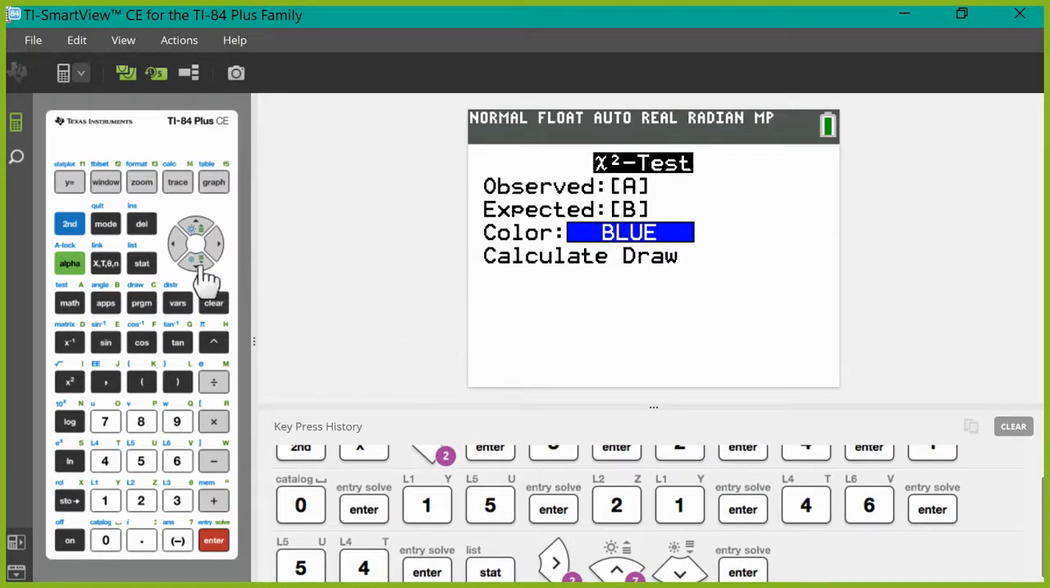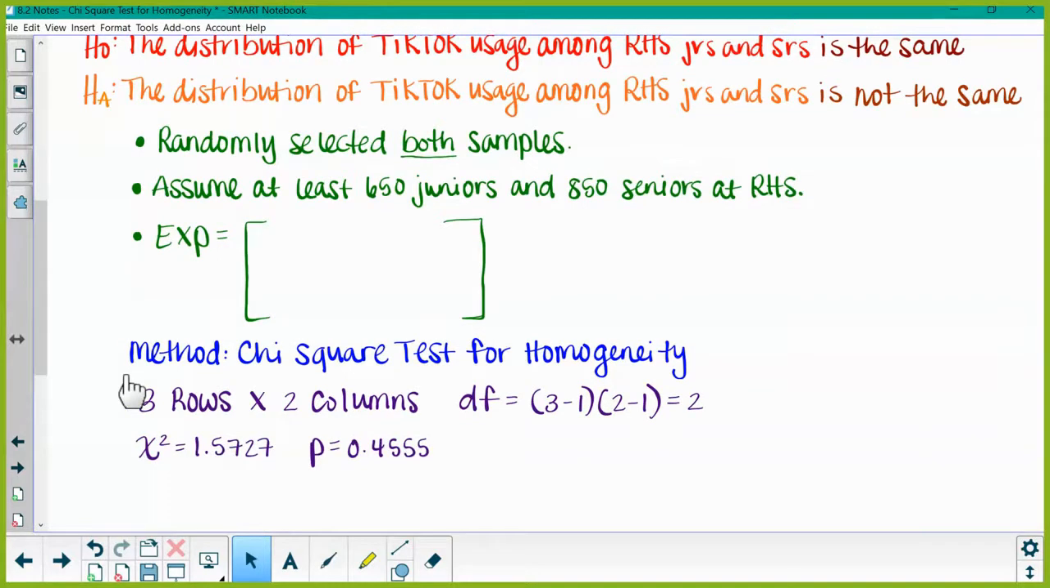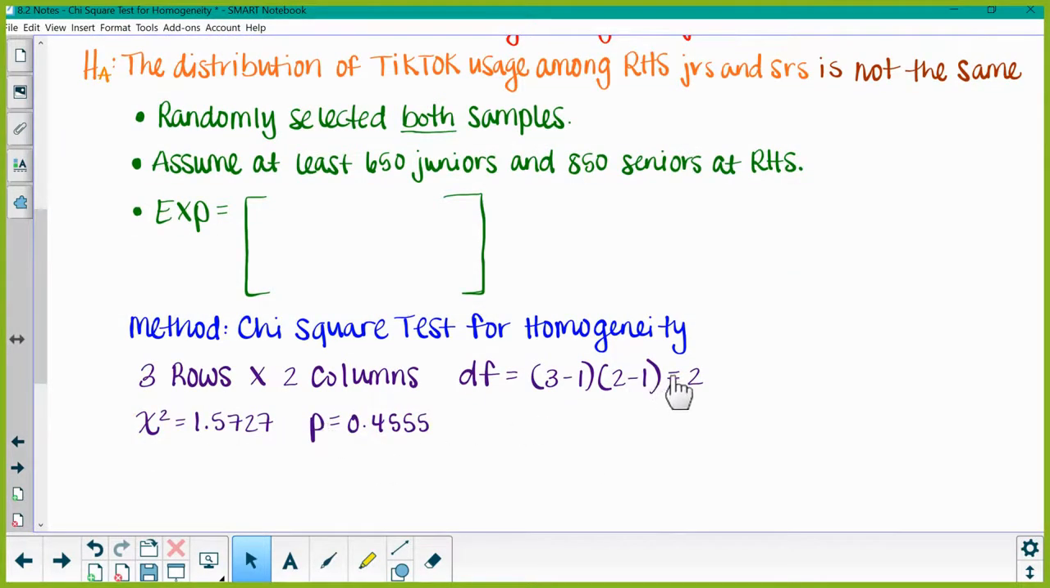So then I'm going to go down to calculate and hit enter. And I get my chi-squared value, my p-value, and my degree of freedom, which is 2. So it gives me everything I need. I'm going to go ahead and record that for now: chi-squared and p-value. I already have my degree of freedom written down, so I'm not going to write it down again, but it is there. Now, I still need to take care of this condition. I still need to fill in my expected values for my third condition.